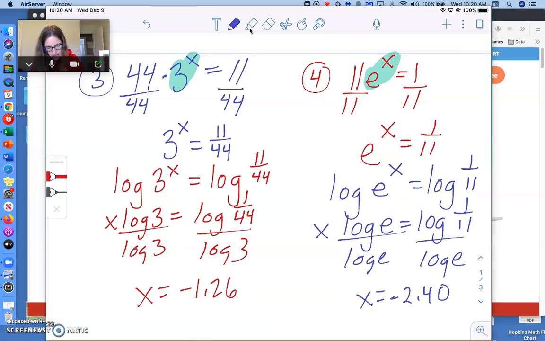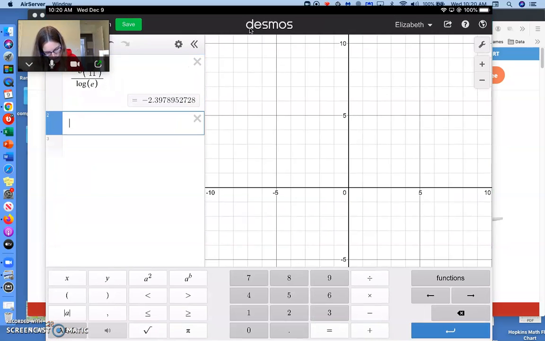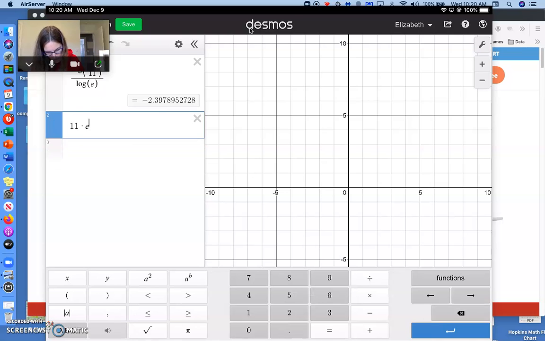And again, let's double check this. So we have 11 times e to the power of negative 2.40, which is 0.997, which is really close to 1.